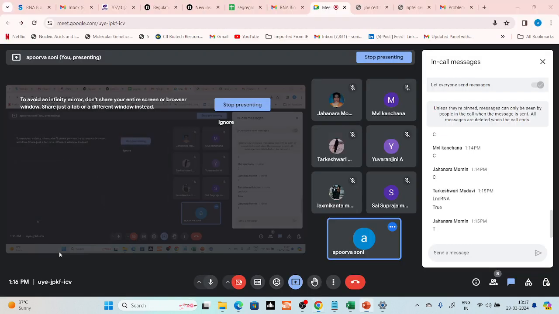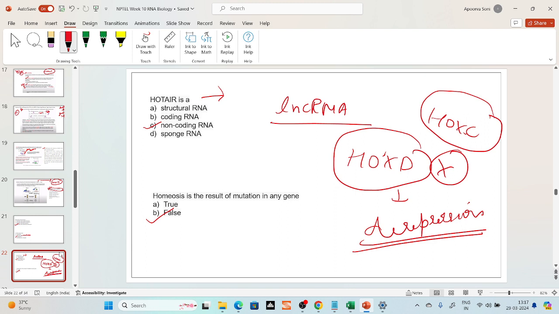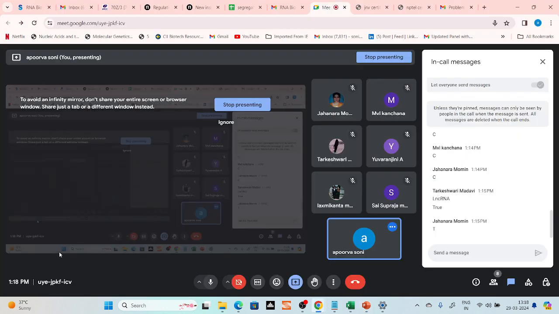Is it clear to everybody? Basically, there is no genomic imprinting that is happening. So both HOXD and HOXC are getting expressed. There is no mutation that is happening here. Okay. I hope this is clear to everybody.